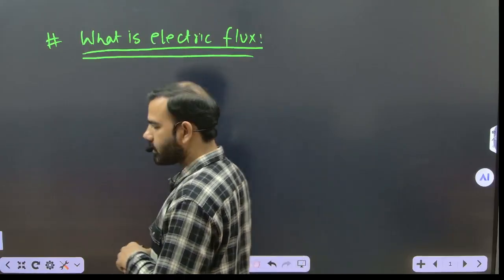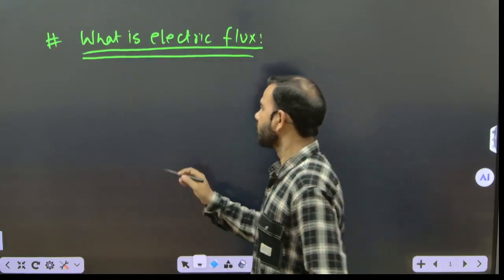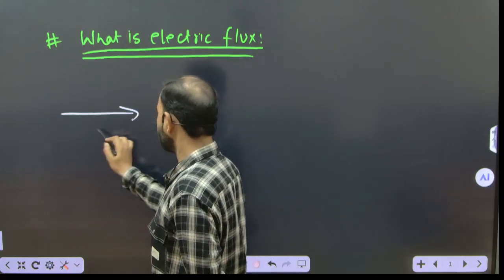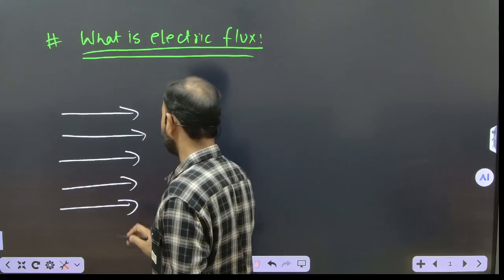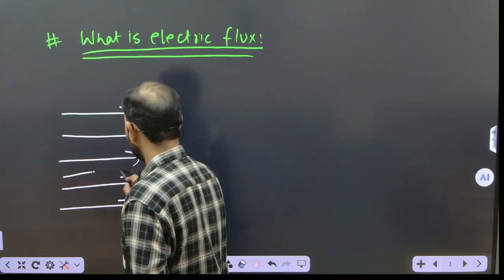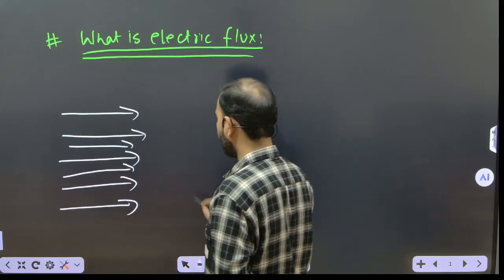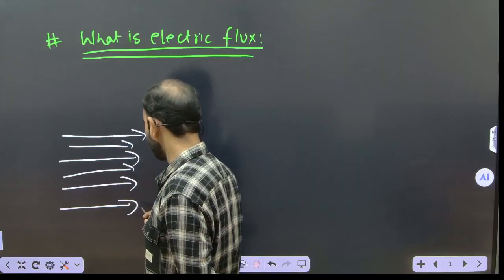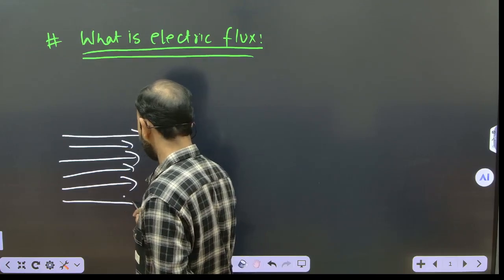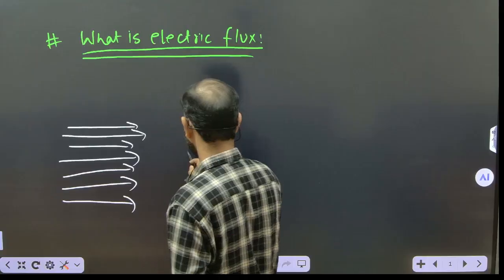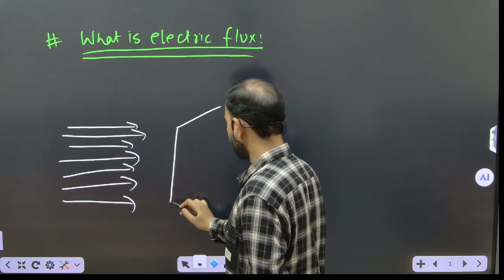We will take two examples. Let's say there is a uniform electric field. Here, 5 or 7 electric field lines are drawn, and it is a uniform electric field because these are all parallel. And the plane surface is like this.